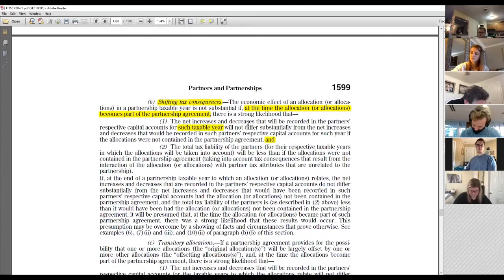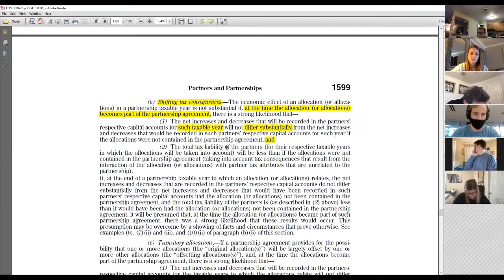Those net increases and decreases will not differ substantially from the net increase and decrease that would have been recorded in the partners' capital accounts if such allocations were not contained in the partnership agreement. So if the allocations were not contained in the partnership agreement, this is asking, would the capital accounts end up in the same place, nearly the same place, differ substantially, or not differ substantially? So again, a before and an after picture. A baseline: how would these allocations be made in the absence of these special allocations? And what do the capital accounts look like with these special allocations? And compare those 2.